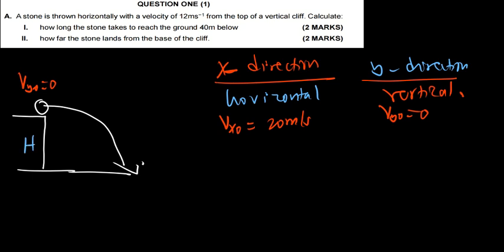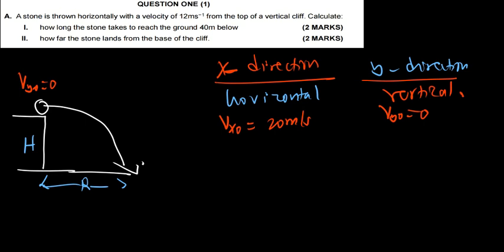Okay, so there are a few formulas which you need to be familiar with. This is going to be the height. The horizontal distance is what we call the range. So from that point to that point is what we call the range. For example, in part 2, how far the stone lands from the base of the cliff, from this point up to where the stone landed, that is the range. Sometimes they'll ask you to find the horizontal distance. That is the range.